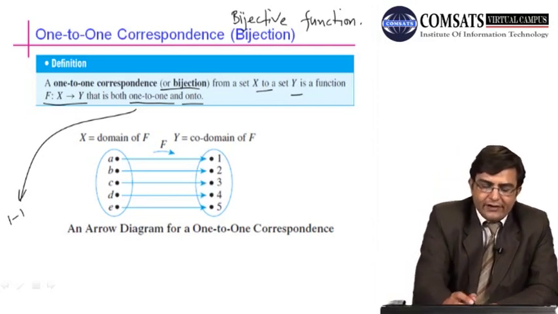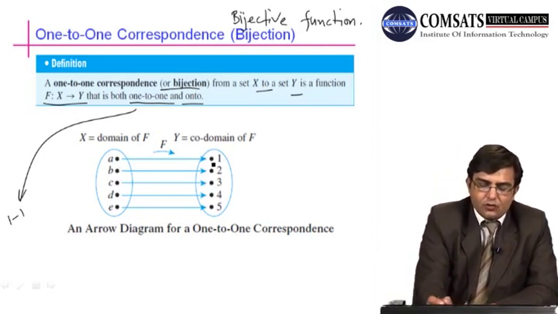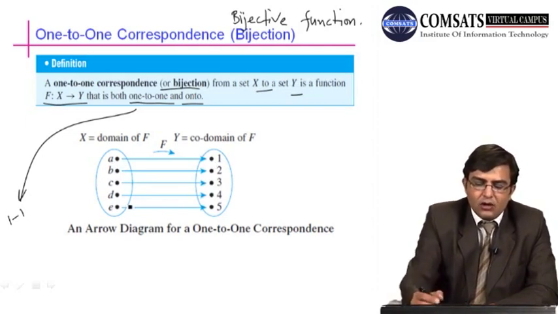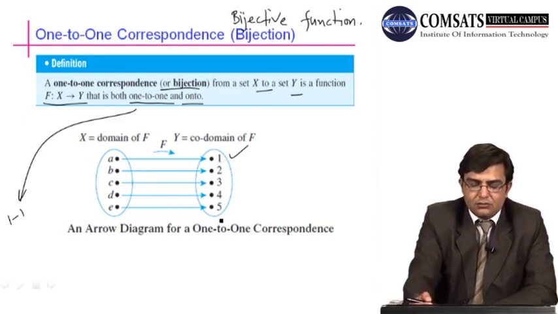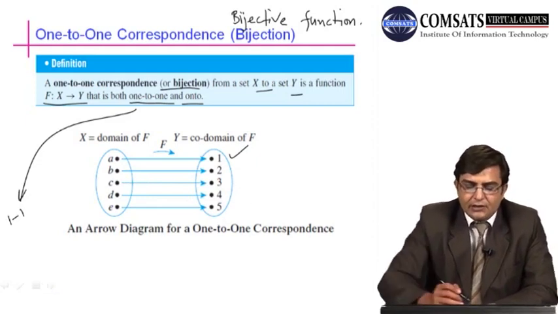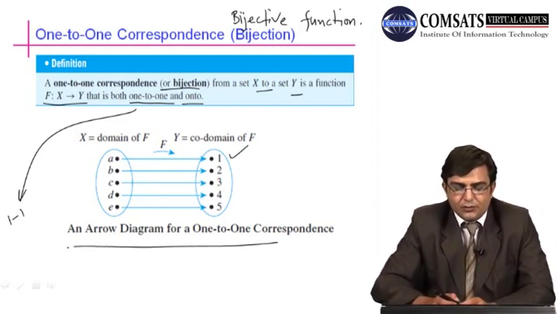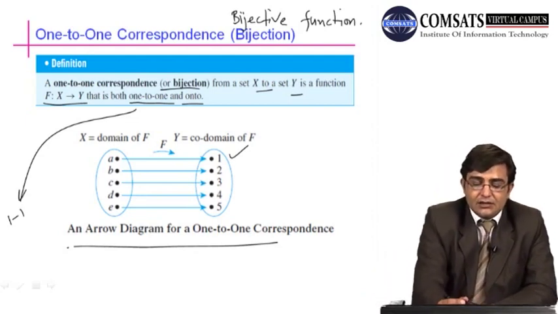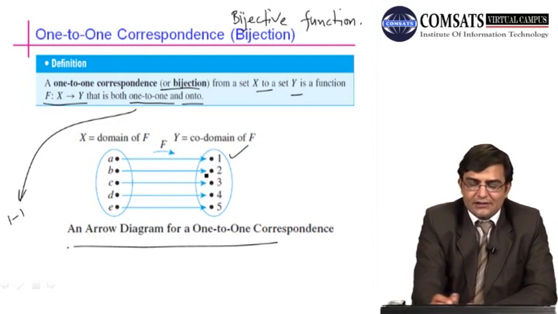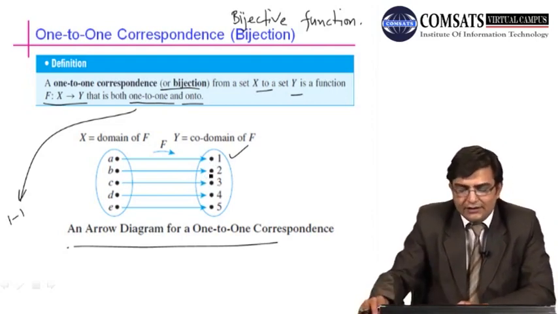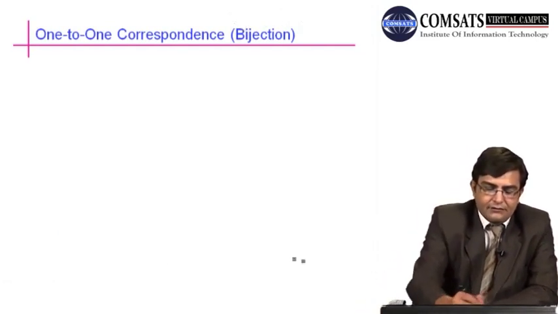For example, here each element in X is connected to only one element, and all elements in Y have some preimage in X, which is the definition of onto. So this is basically an arrow diagram of the one-to-one correspondence between two sets. It is not necessary that the first element is related to the first, the second to the second, the third to the third. It can be like this also.